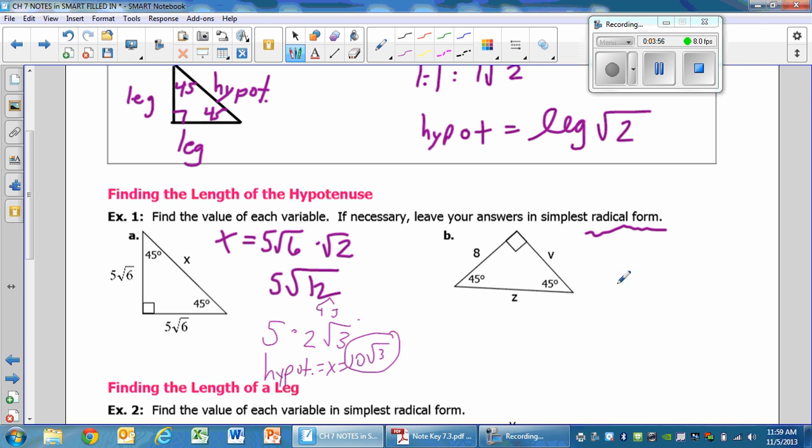I want you to try B on your own and solve for Z or V. Right away we know V because V is a leg, and this is a 45, 45, 90, so we can right away say that V is 8. So solve for Z the same way we solved for x, and we'll check that one tomorrow.